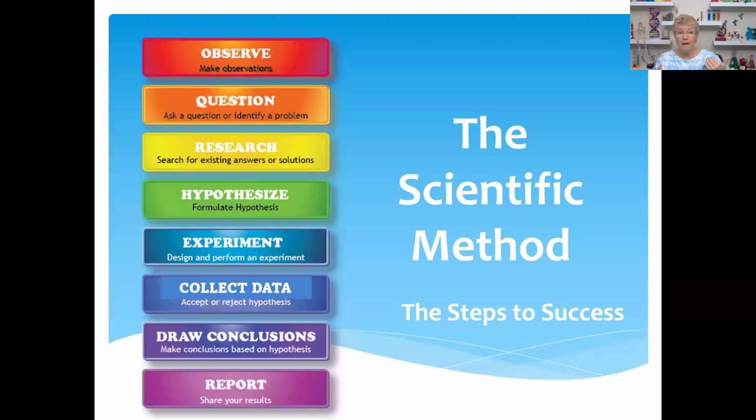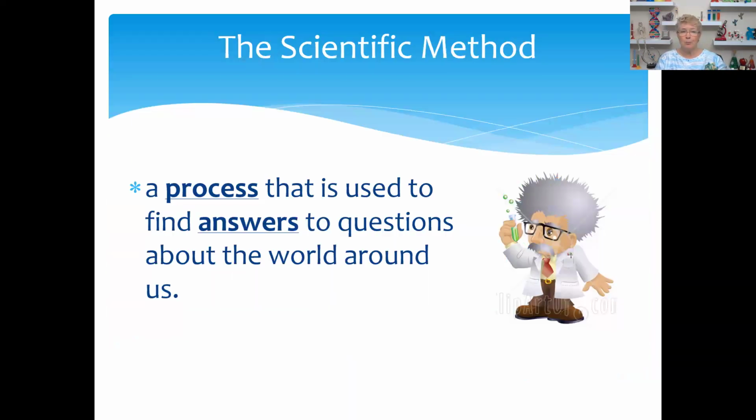So you run your experiment, you collect your data based on the experiment that you did, what you get as a result of the experiment. Then you either accept or reject your hypothesis based on the data. You come to a conclusion and you share your findings. You present a report. So the whole scientific method basically can be considered a process. It's those steps that we follow in order to find answers to questions about the world that is around us.